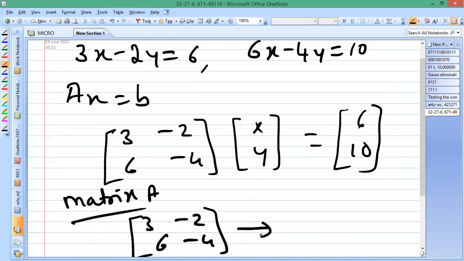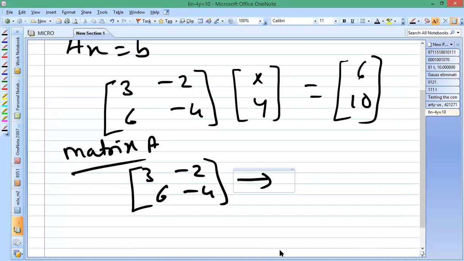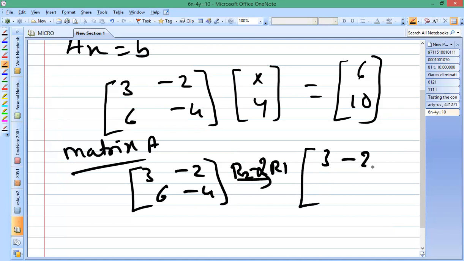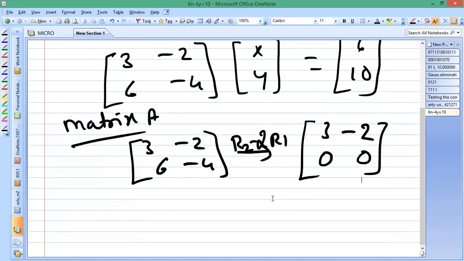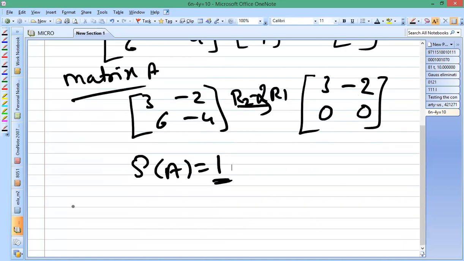On this, what operation can be performed? R2 minus 2 R1. What do you get after doing R2 minus 2 R1? So 3, minus 2, and here 0, 0. What is the rank of this matrix? 1. Now consider the augmented matrix.